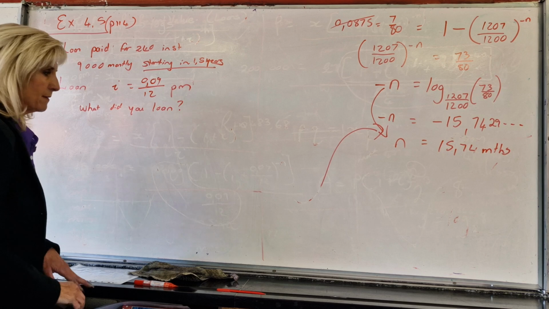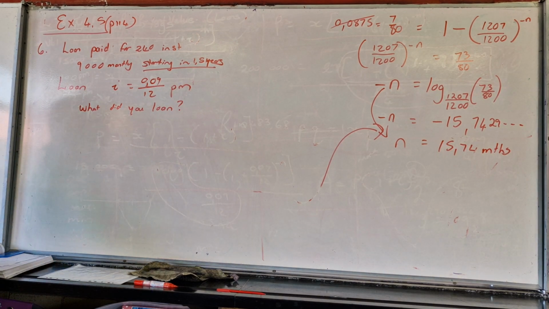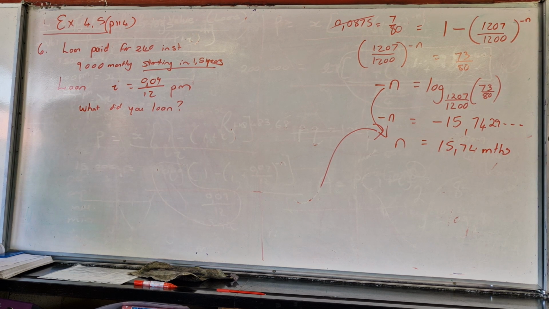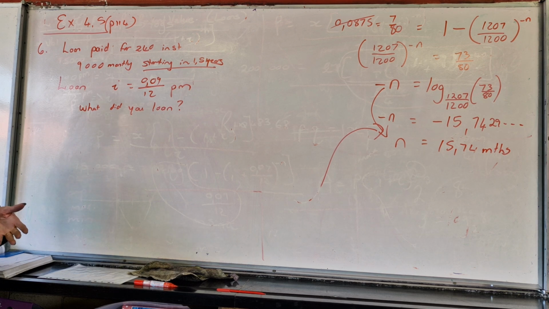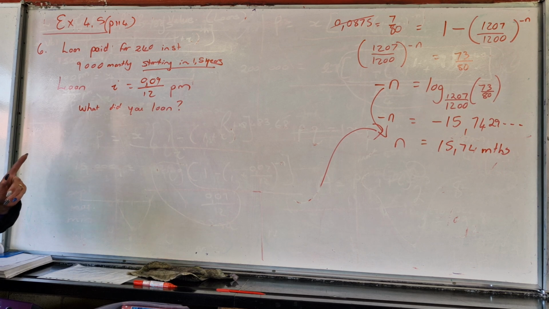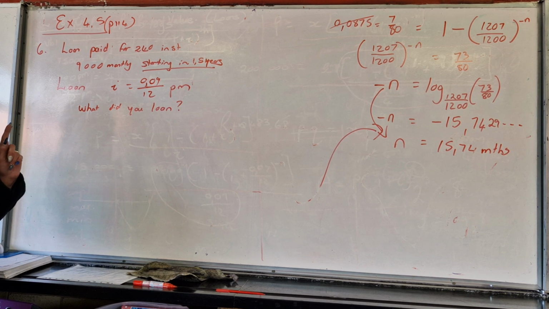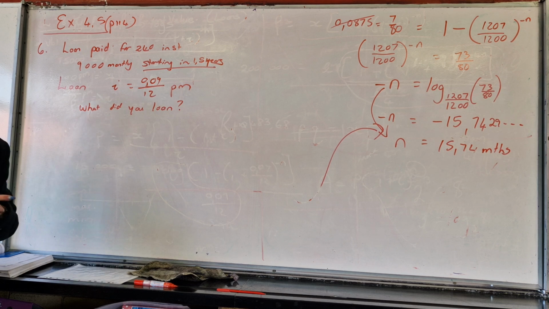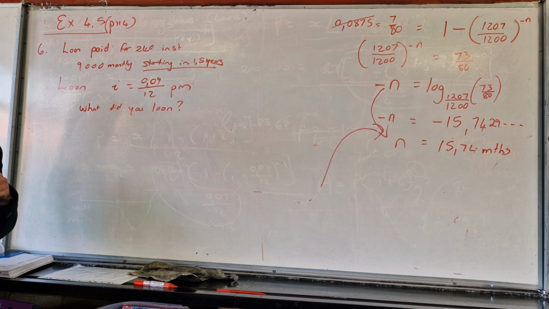Exercise 4.5. Now the stuff gets quite more difficult. The question says, abbreviated, you borrow some money from the bank and you pay 240 installments. So how many times did you pay? 240. You pay 240 times, but you pay 9,000 Rand monthly, and you only start in 1.5 years. From when? From the start, okay?